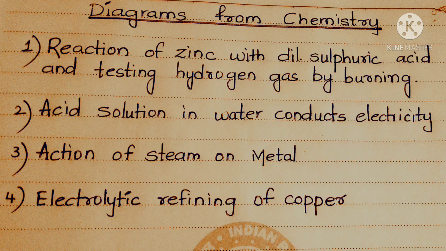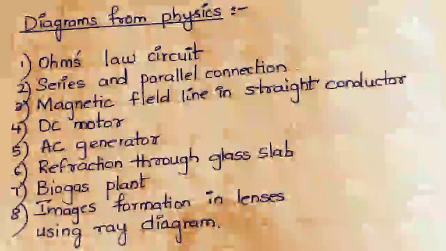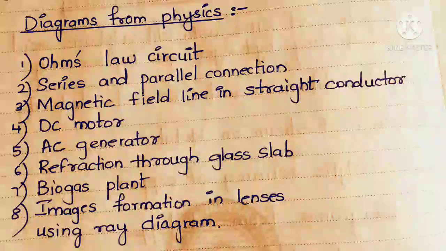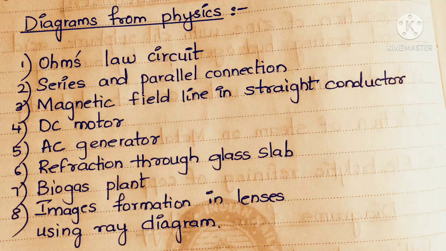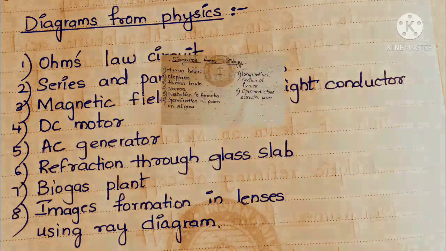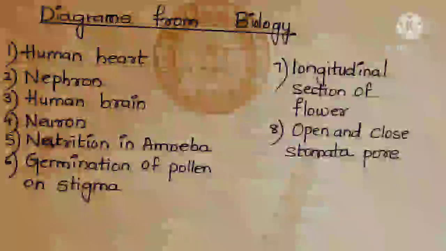From chemistry, you need to learn the diagram of reaction of zinc with dilute sulfuric acid and testing hydrogen gas by burning. Then acid solution in water conducting electricity, action of steam on metal, and electrolytic refining of copper. From physics, the important diagrams are Ohm's law circuit, series and parallel connection, magnetic field line in straight conductor, DC motor, AC generator, refraction through glass slab, biogas plant, and image formation in lenses using ray diagram.